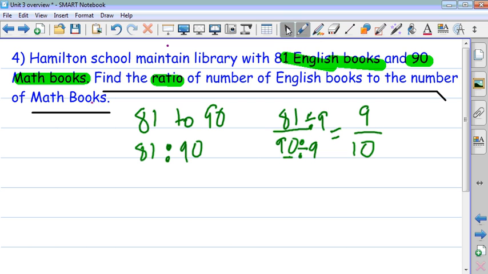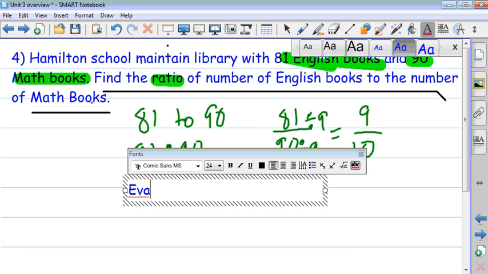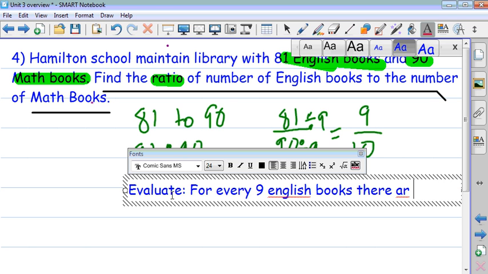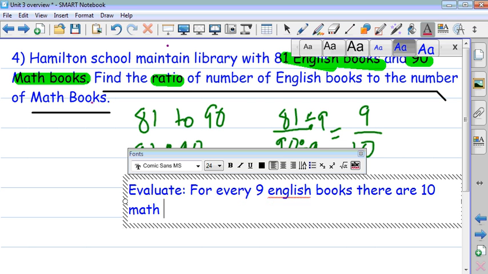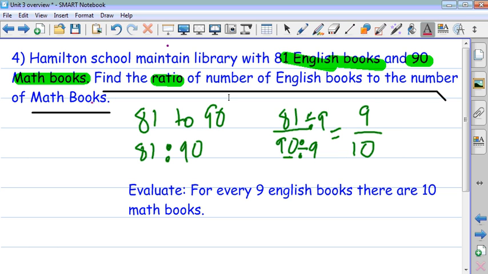Our evaluate sentence is going to look like this. Our evaluate is going to be our ratio to this: for every 9 English books, there are 10 math books. Alright, so this finishes up the first part.